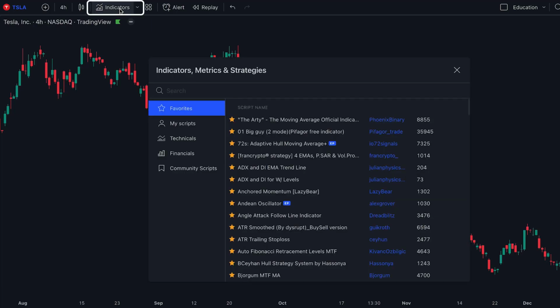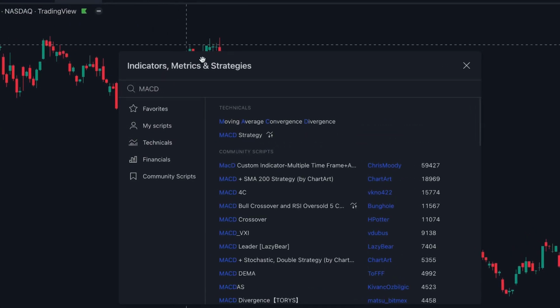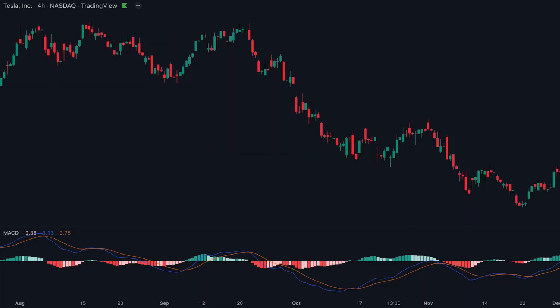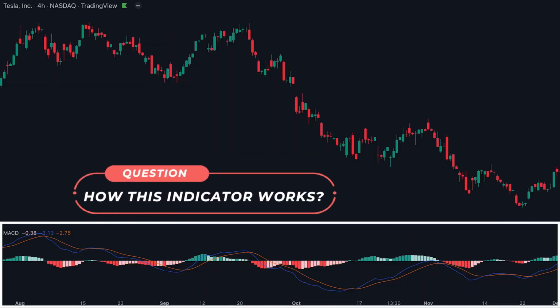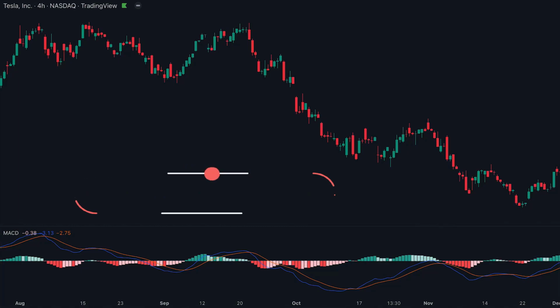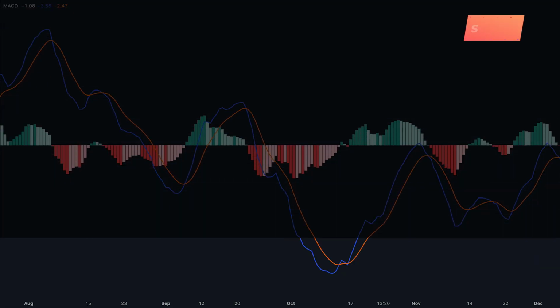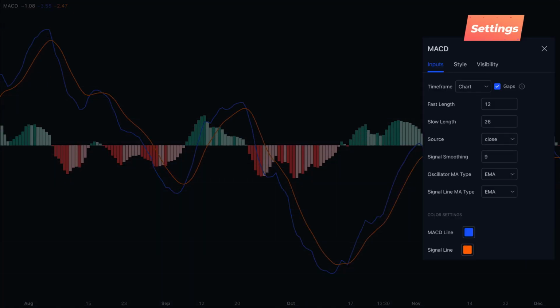Click on the Indicators tab, type MACD, and click on the first one here. First thing first, let's answer the question on how this indicator works. I will start with the indicator settings and the 3 important MACD parameters, which are, by the way, the default settings for most trading platforms.